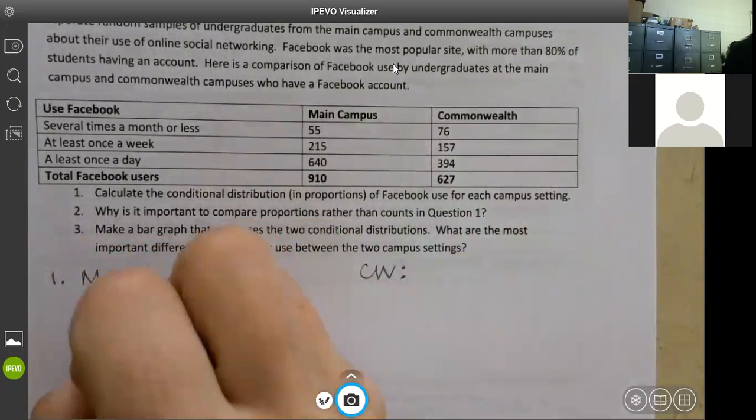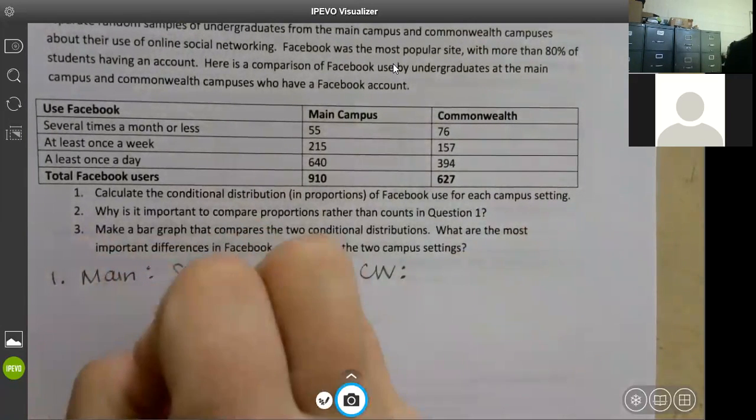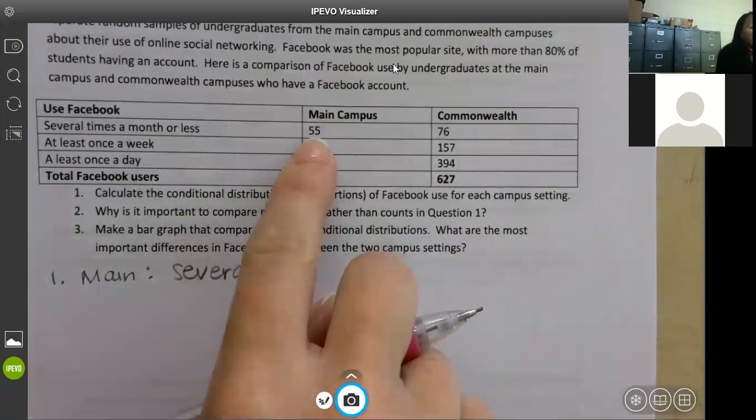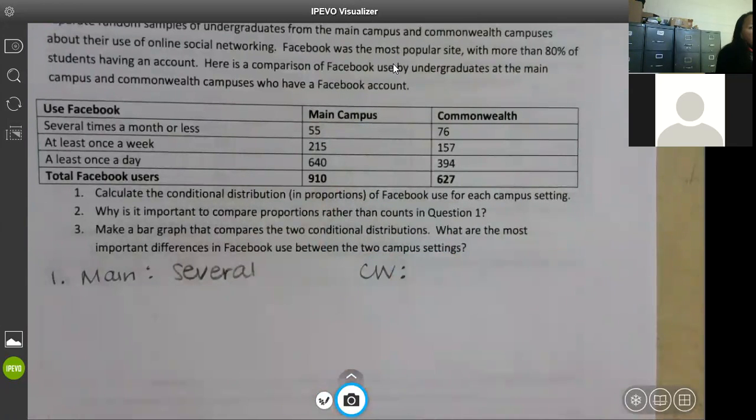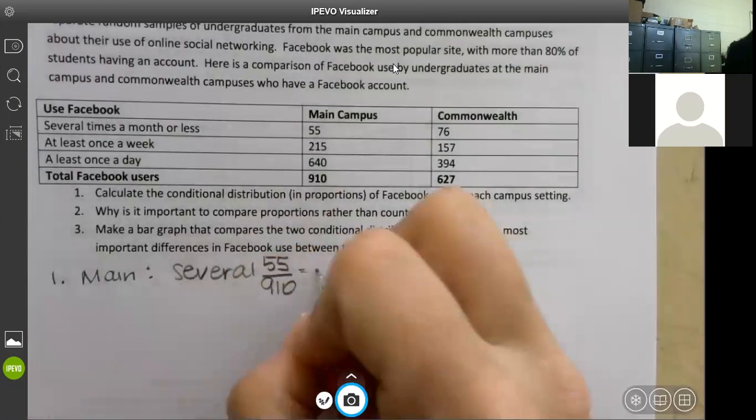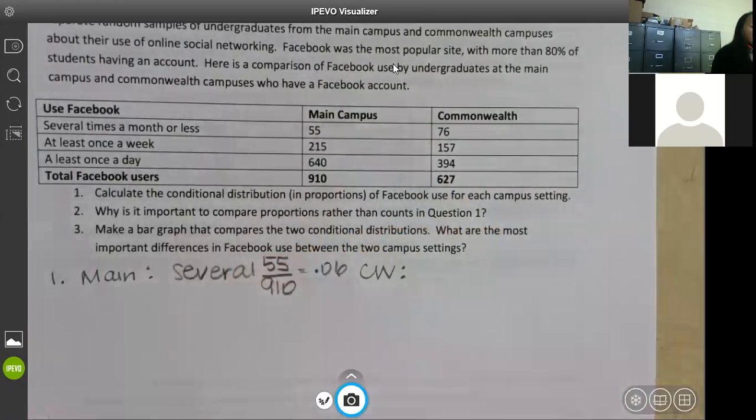We're going to do Main for several times a month or less. So how would I do that one? How would I find the proportion for that one? Main campus, several times a month or less. 55 over 910, which is 0.06.